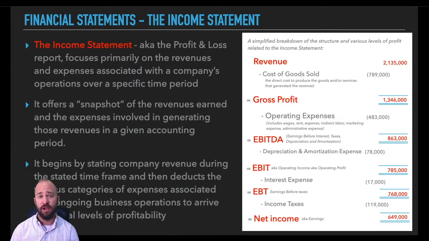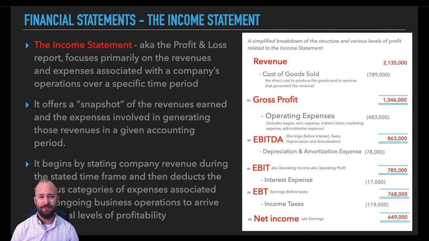Now, this level of profitability actually becomes the top line of the statement of cash flows, but we'll get into that here in a minute. Net income is one of the most important figures because it's telling you how much profit this company is making after you deduct all the expenses associated with ongoing business operations. So the most important metrics from the income statement, in my opinion, are revenue and net income, with gross profit and EBITDA being close seconds.